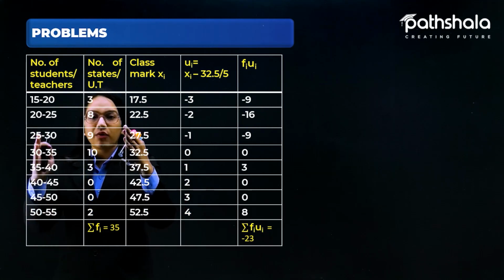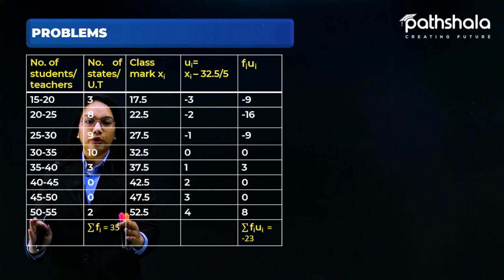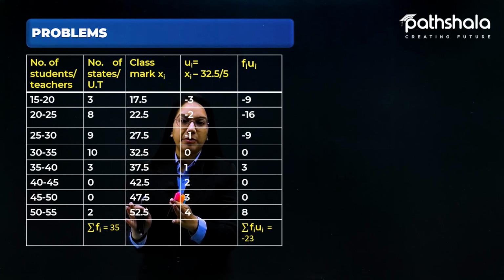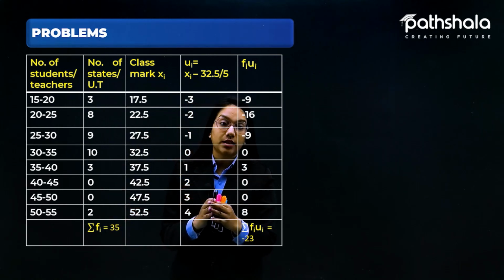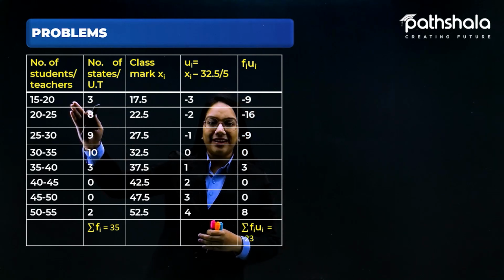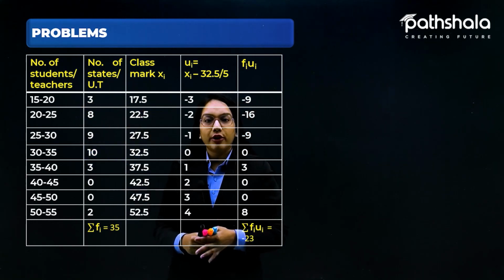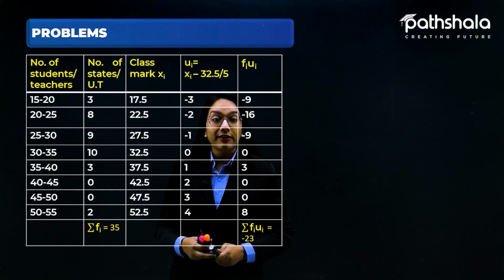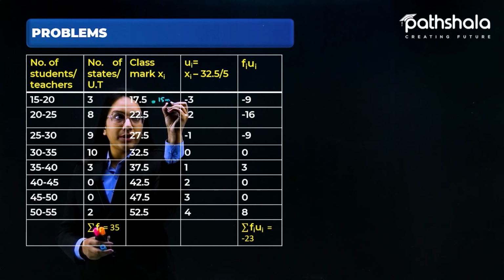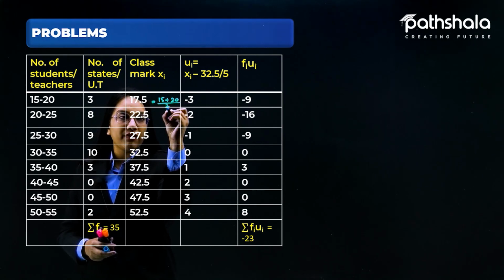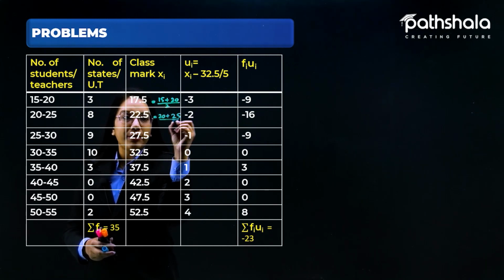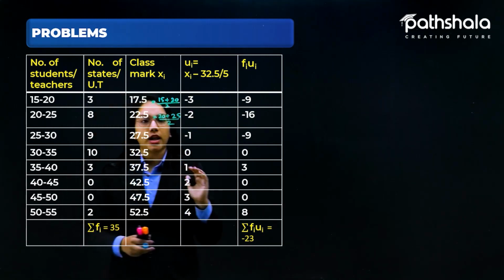So first of all, you can see these are the 2 columns that are given to us. The next column would be of the class mark, which is represented as xi. We know that the class mark is upper limit plus lower limit divided by 2. So 15 plus 20 divided by 2 is 17.5, and further we have 20 plus 25 divided by 2. In the same manner we are finding all the class marks.